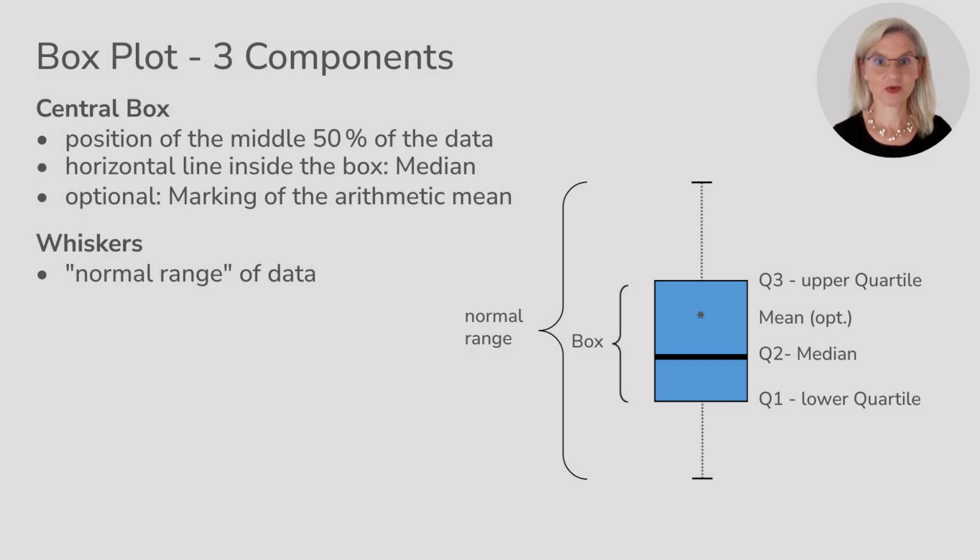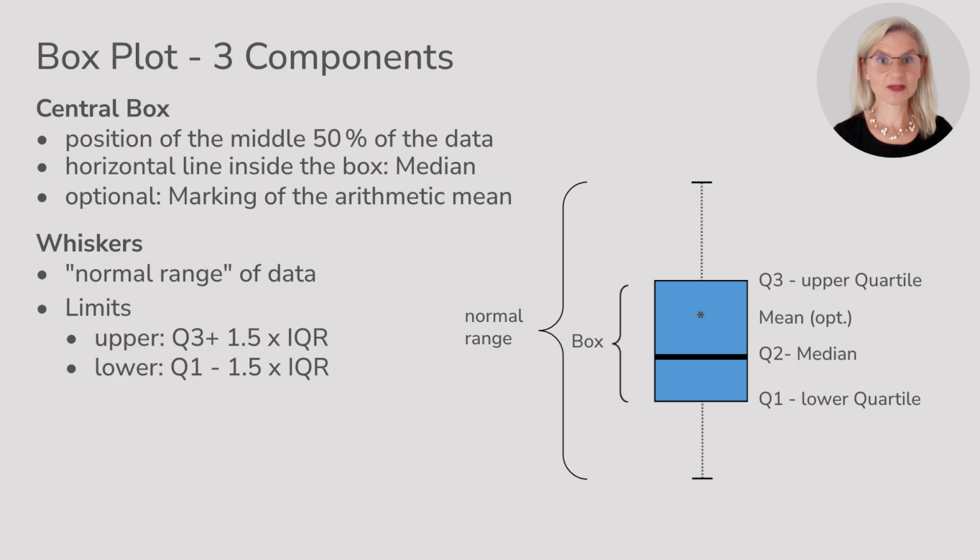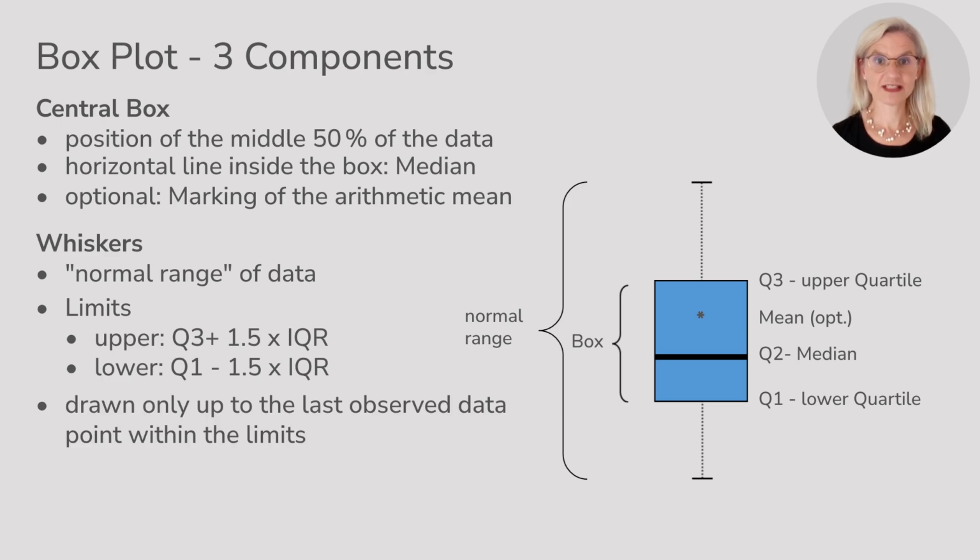The range from the lower whisker to the upper whisker represents the normal range of the data. To determine this range, the upper and lower limits must first be calculated. The upper limit is found by taking Q3 and adding 1.5 times the interquartile range. The lower limit is calculated in the same way, but starting from Q1 and subtracting 1.5 times the IQR. The whiskers are then drawn only as far as the last data point within these limits.